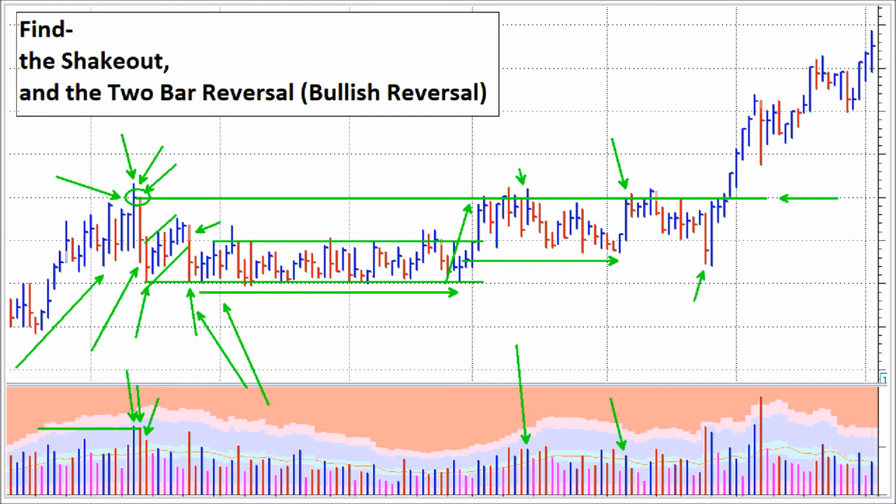And at the end of this period, we see this bullish reversal, which is effectively a shakeout over 2 bars. Sometimes it happens over more bars, but it's effectively a shakeout over 2 bars. Now, at the end of a period of reaccumulation or accumulation, if you see a shakeout, that then gives an indication of active professionals in the market.